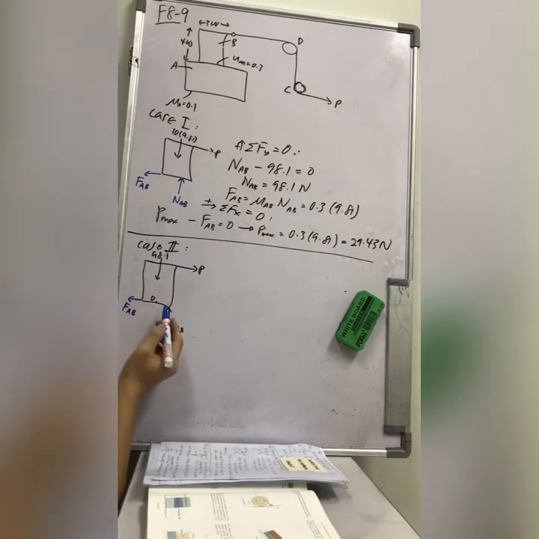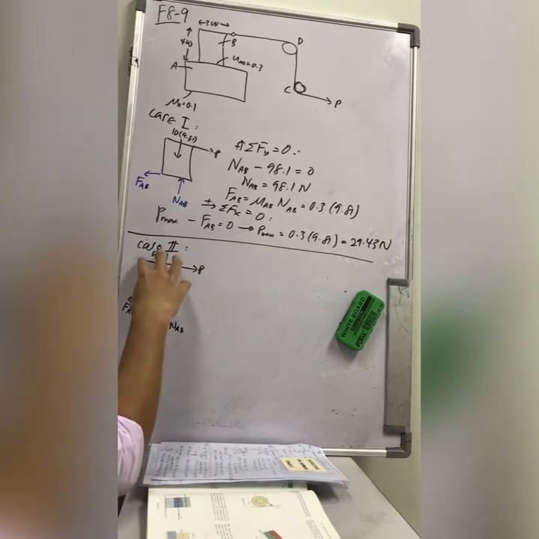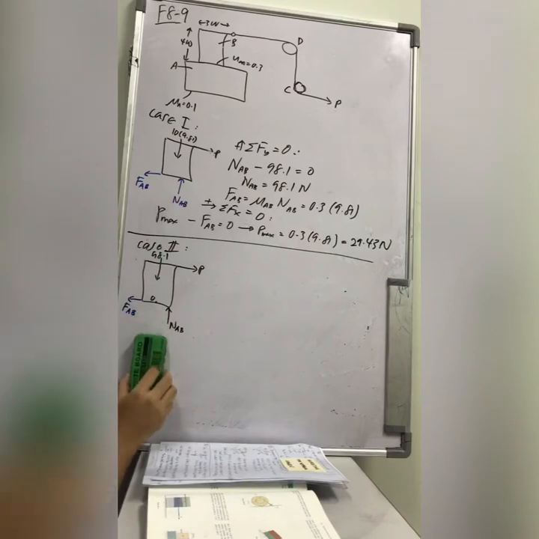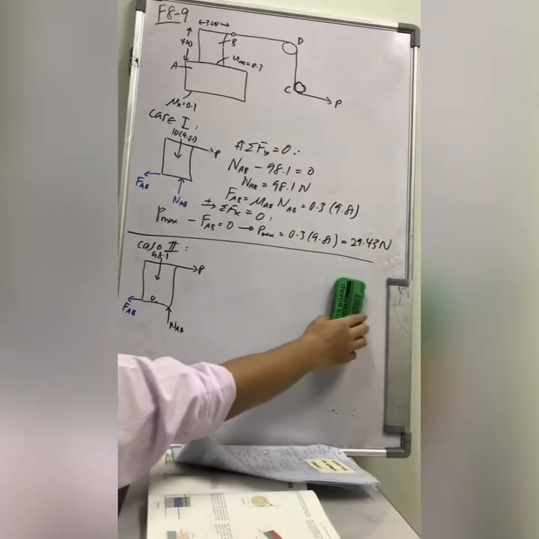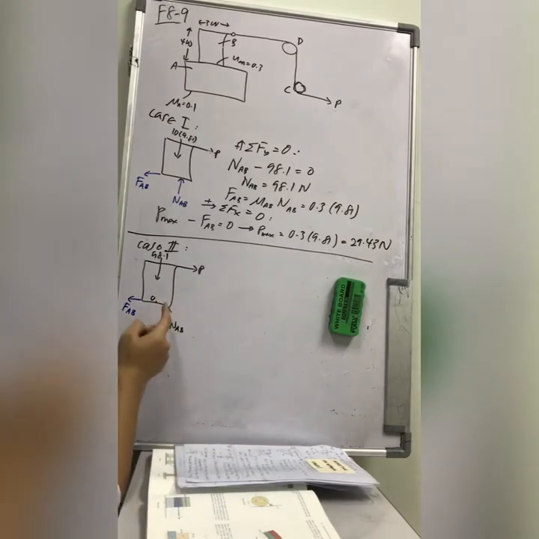In this case, why N_B at the edge? Because it is about to tip, right? It is about to tip. In this case, N_B is at the edge, which is, for instance, if x equals 0 in the middle, then it is at x equals 150. So what you have to do is take the moment about this point. You will eliminate F_B and you can find your N_B. Of course, you can find your P_max as well.